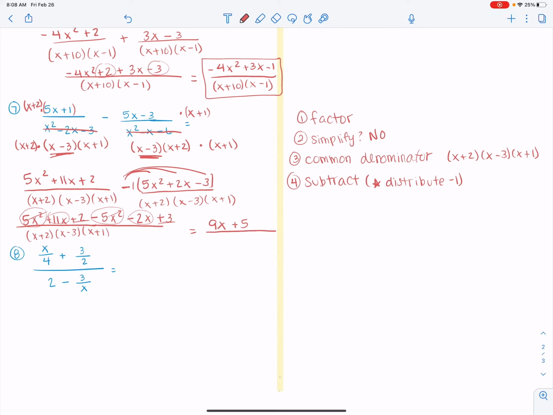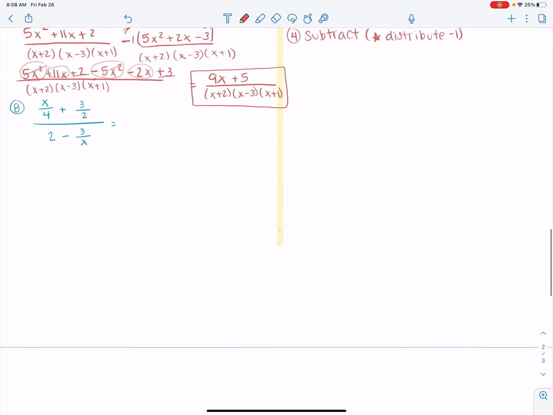Over x plus 2, x minus 3, x plus 1. Okay, now that does not simplify further because 9x minus 5 cannot be factored, and 9x minus 5 is not also represented in the denominator, so that is all I can do.